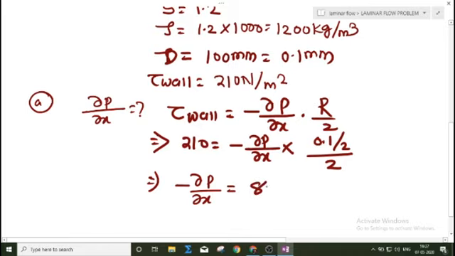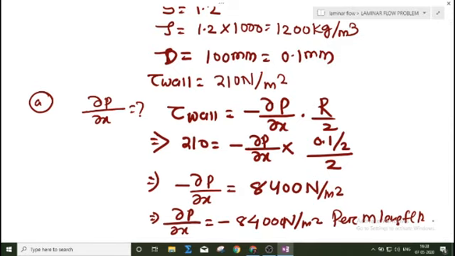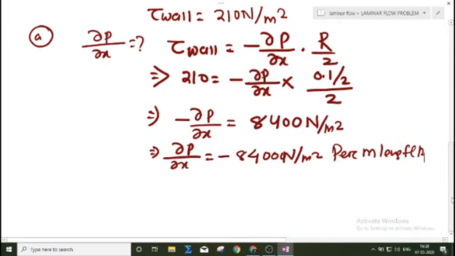It is coming out to be 8,400 Newton per meter square. Or we can say del P by del X will be equal to minus 8,400 Newton per meter square per meter length of the pipe. This is my pressure gradient, and this pressure gradient will remain constant. The pressure will decrease, but the change in pressure with respect to change in length of the pipe will remain constant throughout the flow. That is the assumption taken in this derivation.